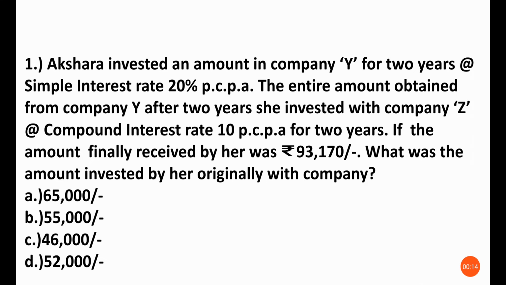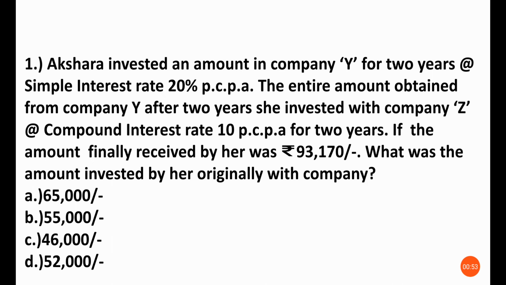So let's get started. Akshara invested an amount in company Y for 2 years at simple interest rate 20% per annum. The entire amount obtained from company Y after 2 years she invested with company Z at compound interest rate 10% per annum for 2 years. If the amount finally received by her was 93,170 rupees, what was the amount invested by her originally with company Y? The question might be looking very big, but the answer is very small and easy to solve.